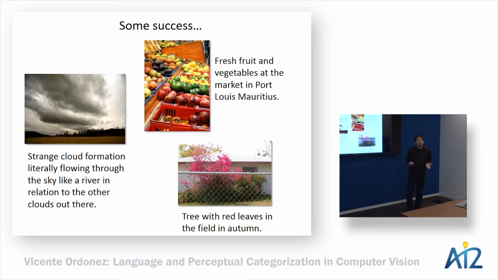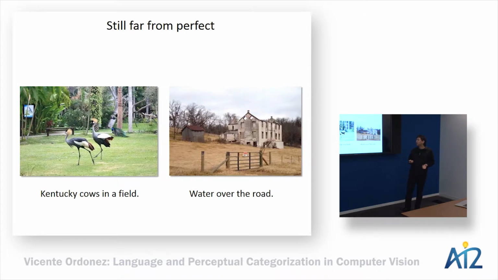But of course, this doesn't work all the time. A lot of the times we get things like these, where it says Kentucky cows in a field, either because the visual similarity metric is not good, or we just don't have images of birds like these in our data set. I mean, a million images cannot represent the entire visual world. I think we can all agree on that. And here is another bad example.